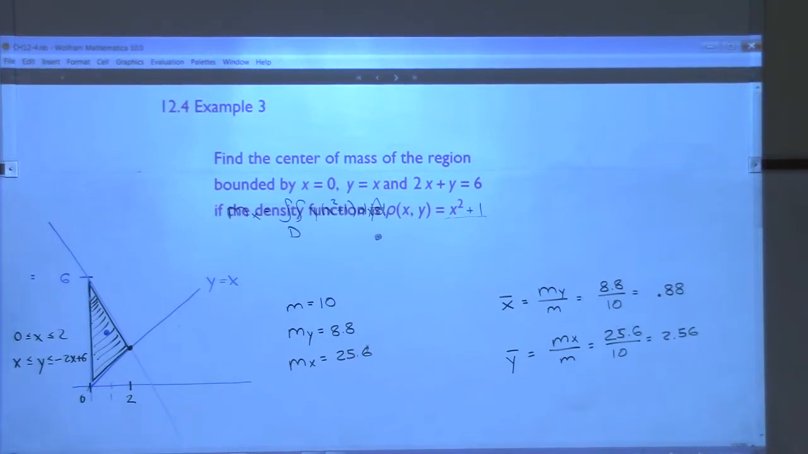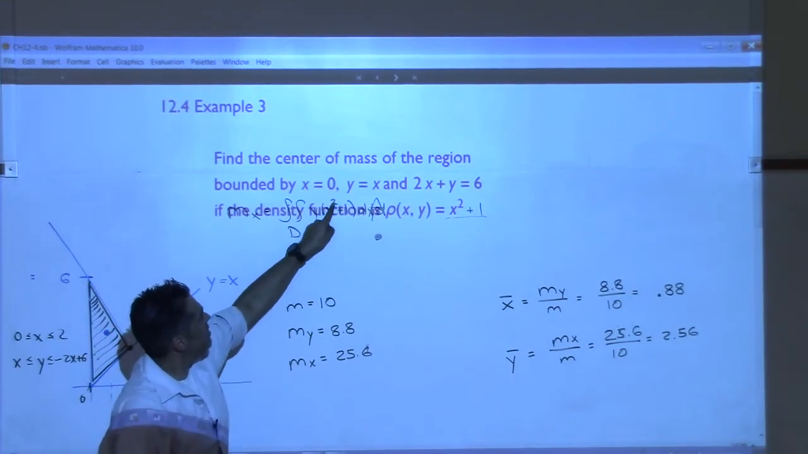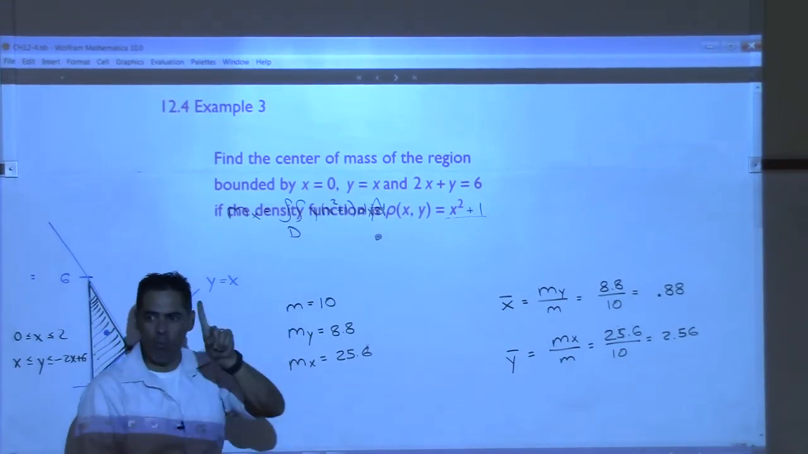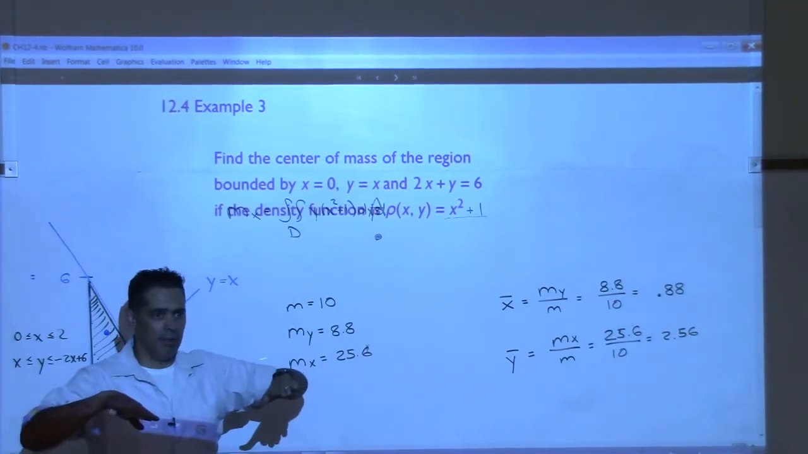Now remember, this is a non-uniform density, right? What if it was uniform density? Then it should be symmetric, but what would change in our formulas? You wouldn't have the density. Yeah, this x squared plus 1 would just be 1. Uniform density, everything's uniform, right?